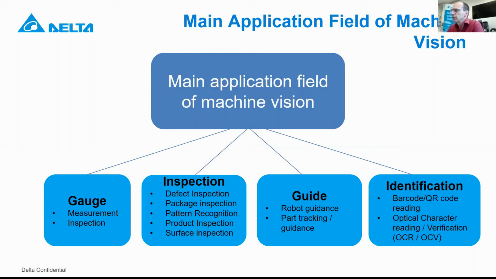Guiding, of course, robot guiding. Machine vision is most of the time used in combination with a robot, but you can also think about part tracking and guidance of packaging on the conveyor belt. Identification: barcode reading, QR code reading, but also reading of letters and characters for verification, to check if your code is right on the package.